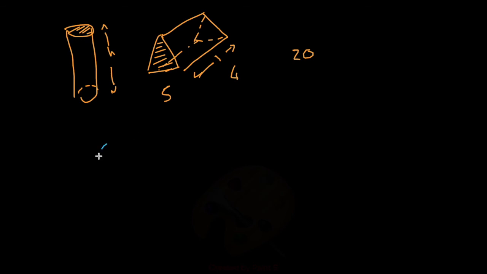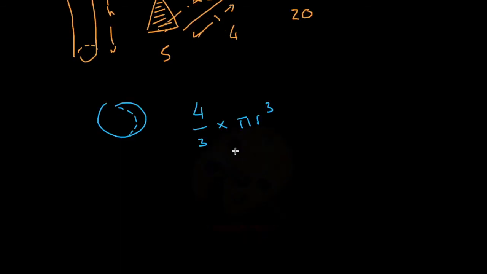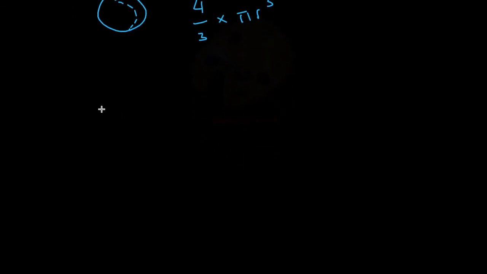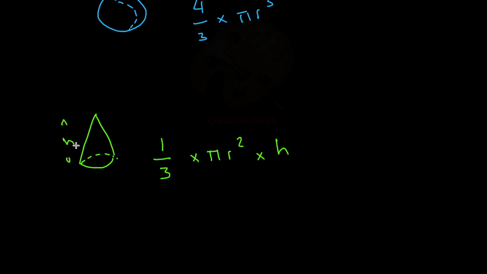Next, the volume of a sphere, if I draw one here, is 4 over 3 times pi r cubed. Third, the volume of a cone, let's draw that here, is 1/3 times pi r squared times h. The h is again the height of the cone, and the pi r squared is, as you can tell, this.